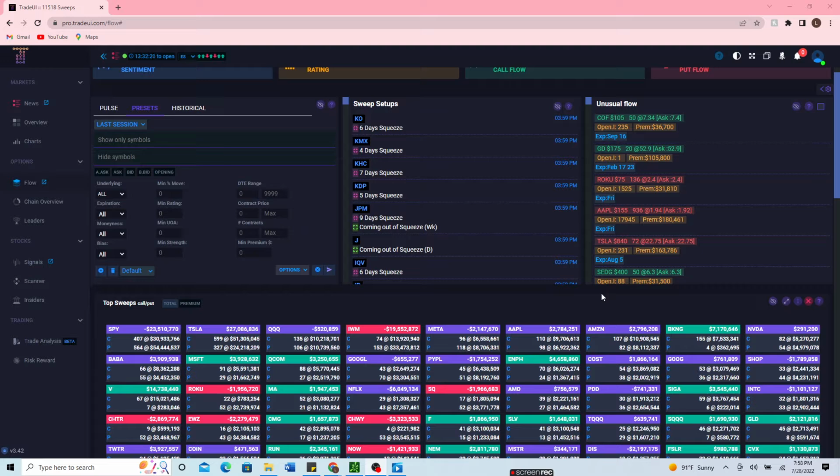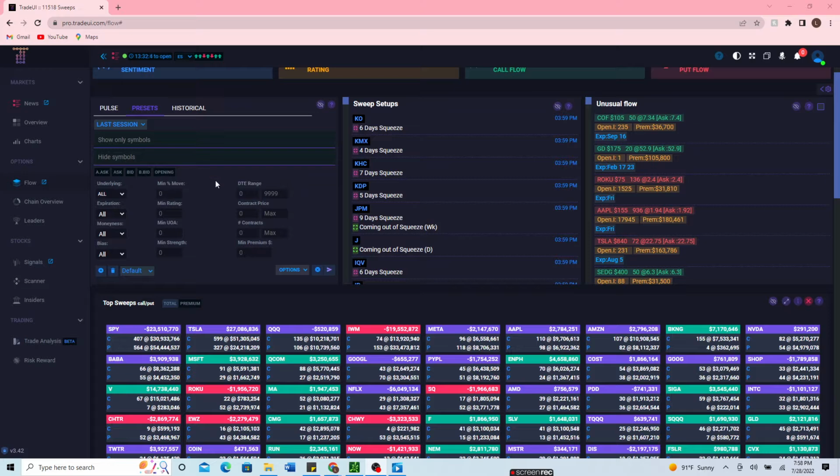Me personally, I'm a swing trader. I like to hold my trades anywhere from a few days to a few weeks, really depending on the setup and the option flow and where I think there's a potential target to be made. So let's look around the option flow and see where the money's getting moved right now.